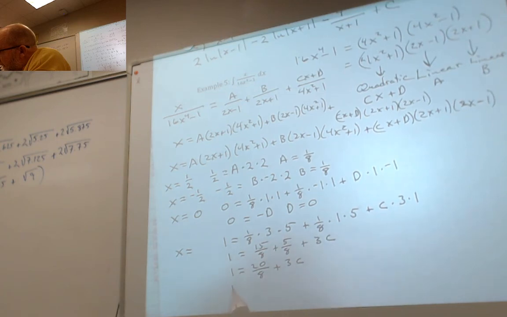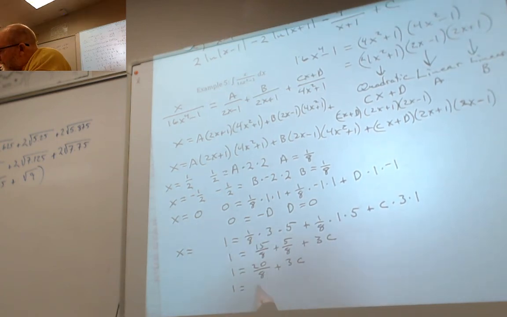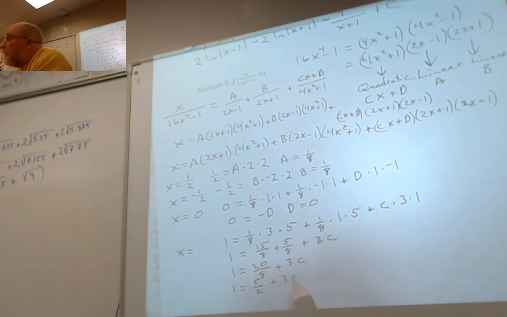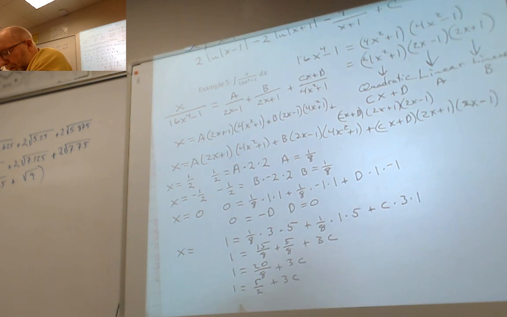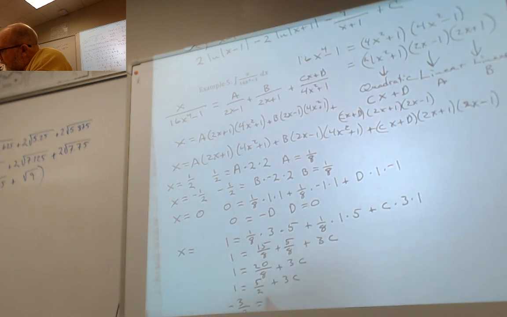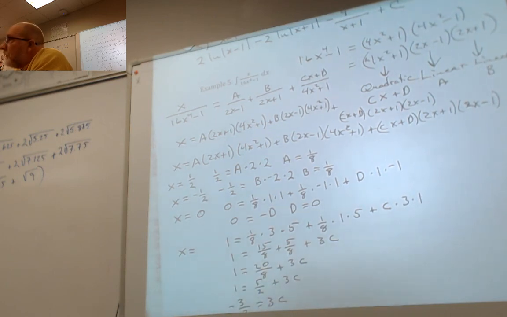This is 1 is equal to 5 halves, I think, isn't it? Plus 3C. Am I right on that? That 20/8 is 5 halves? What do I get over here? I think I get a negative 3 halves is equal to 3C. So C equals a negative 1/2.